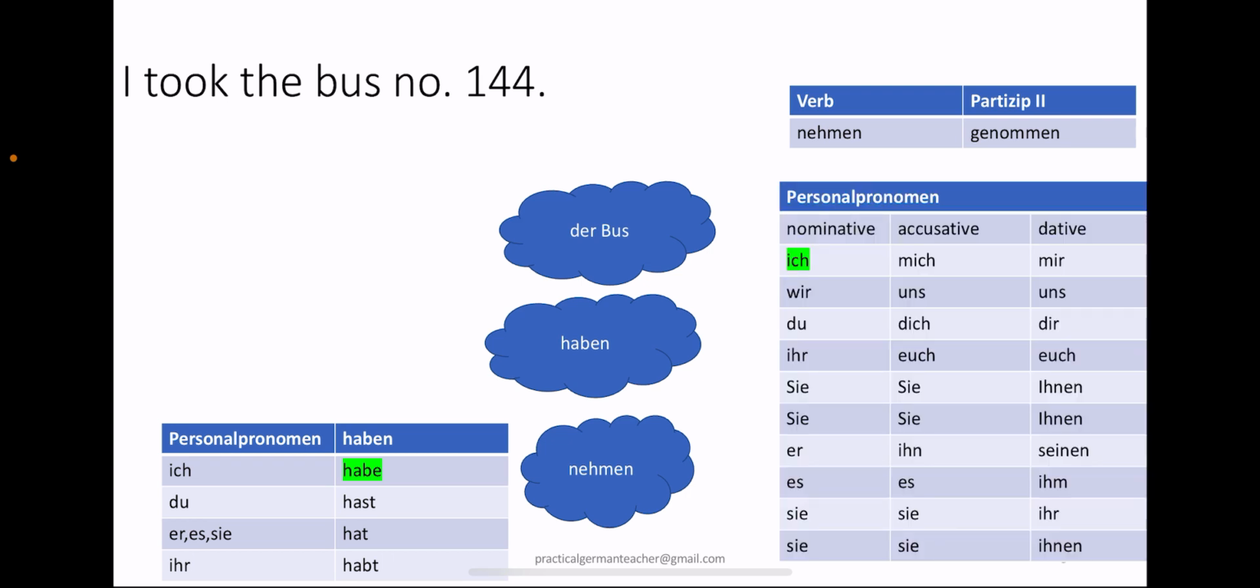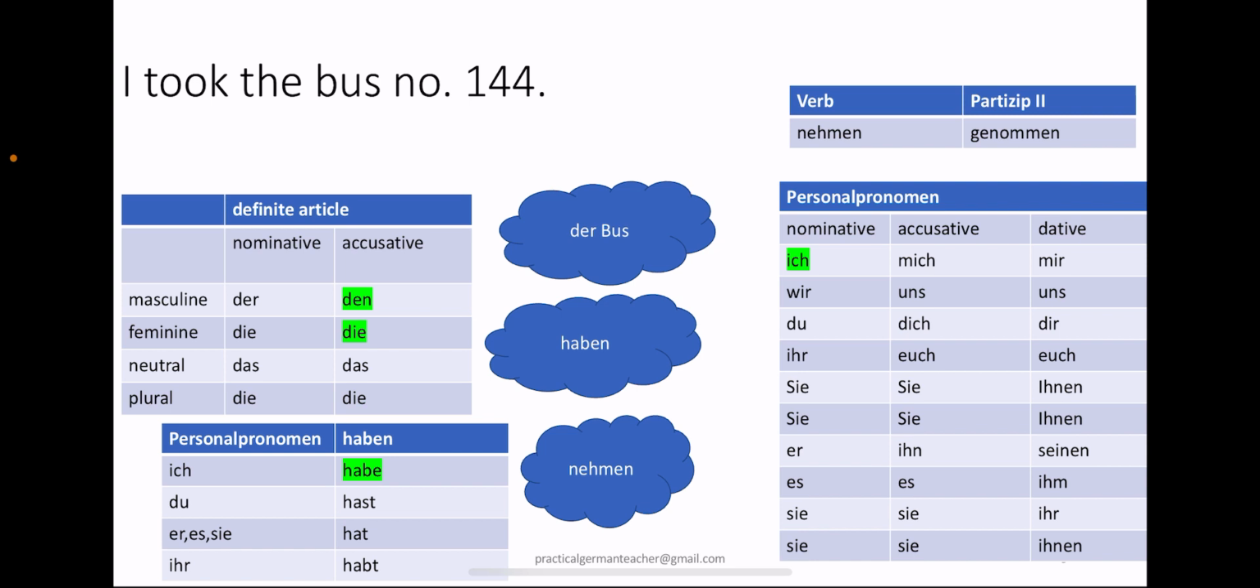Here is the table for personal pronouns for each of these cases, namely nominative, accusative, and dative. But we need only the nominative one, so ich. Also, here the object is bus, and we are using definite article the. Also, here it will be in accusative case because when you say nehmen, it signifies some kind of an action, and when the verb is signifying some kind of an action, the object is usually in accusative format, or it must be in accusative case.